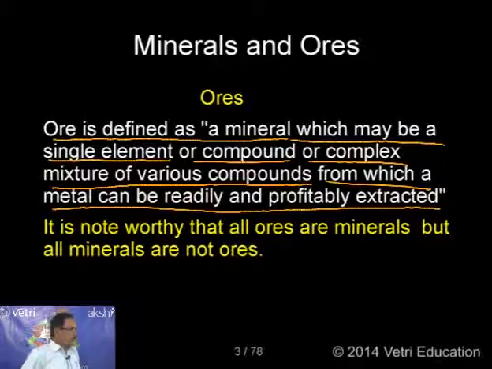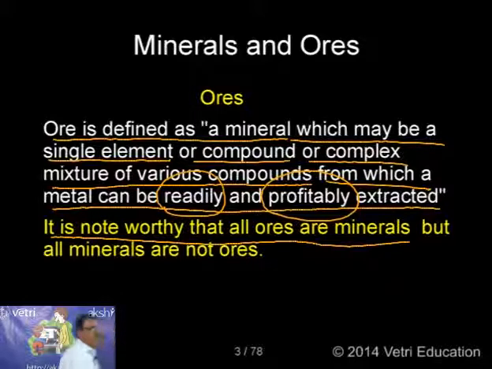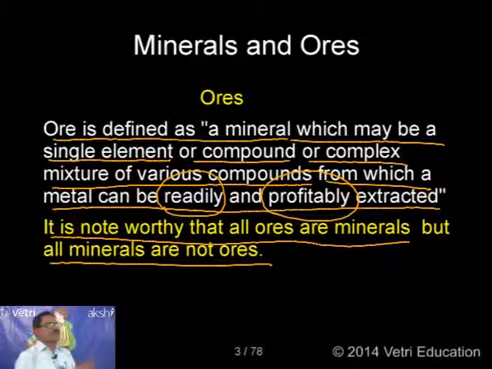So, ore is defined as a mineral which may be a single element or compound or complex mixture of various compounds from which a metal can be readily and profitably extracted. This is the most important: readily and profitably extracted. From this definition itself, you can know the difference between minerals and ores. It is noteworthy, kindly follow, that all ores are minerals, but all minerals are not ores. This is the most important sentence, you have to keep it in mind, students.